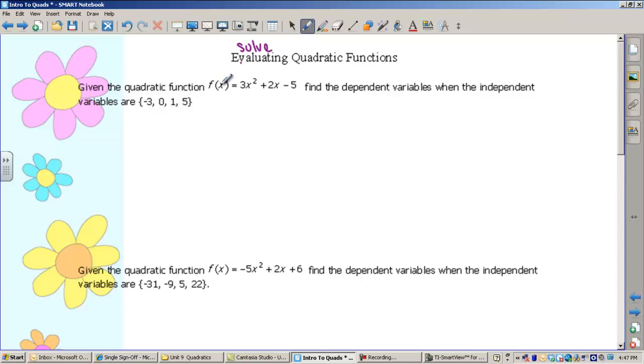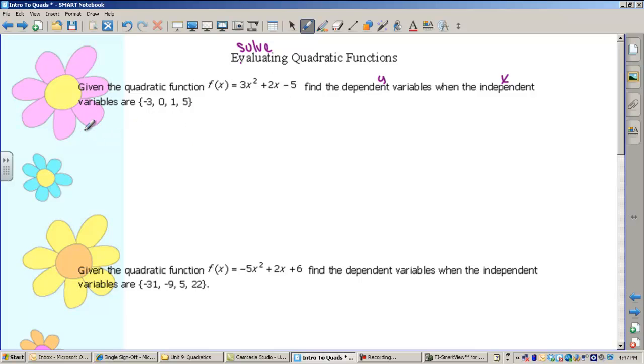And so they're asking you to find something. They are telling you, if you will remember way back first semester, again, dependent are the y values and independent are the x values. So they're saying if x is these four numbers, find out what y equals. So we're just going to plug these numbers in. So I'm going to take these values, I'm going to plug them into my equation.